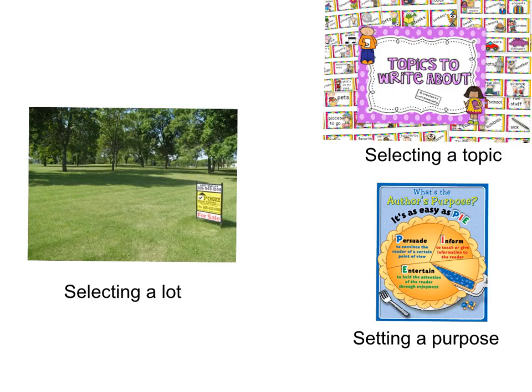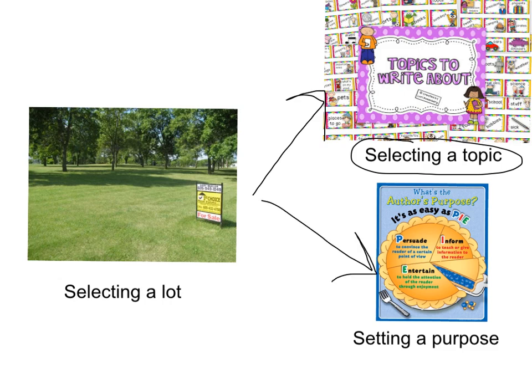Before a builder starts building, he or she has to select a lot. He or she has to know where the new building is going to go. The same thing happens with writing. Before writing happens, the writer has to know what he or she is going to write about, and the writer also has to have a purpose for writing.